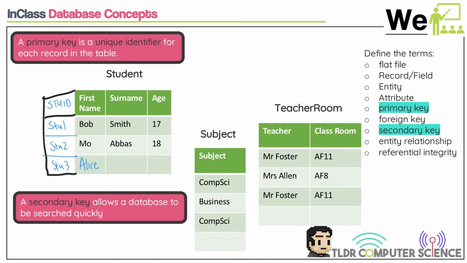Often what you need to do in a database, and we've done a lot on searching and sorting, have we not, is go through a database and find a particular record. Now, is it faster to search through an unsorted or sorted list? Far faster to search through a sorted list. So a secondary key allows a database to be searched quickly, and to be searched quickly, we need it to be sorted.